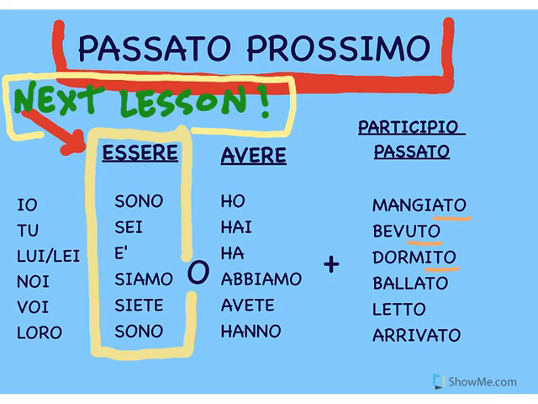For the passato prossimo, you have two ways of doing it. There is a one way and there is a two way. The number two way we're going to discuss later because it will be with the verb essere. Today we will concentrate on the verb avere. So you have the participio passato, which means the past form of the verb, corresponding in English to work, worked, or eat, eaten.